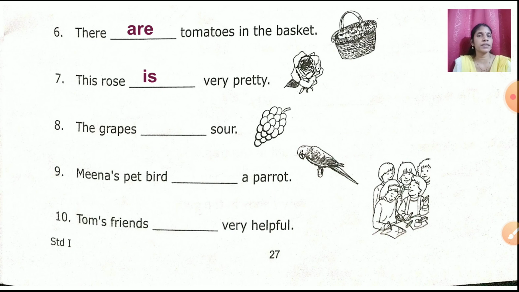Now the eighth one. The grapes dash sour. Now grapes. They are saying grapes, not grape. Grapes means many. So here you are supposed to write are. The grapes are sour.